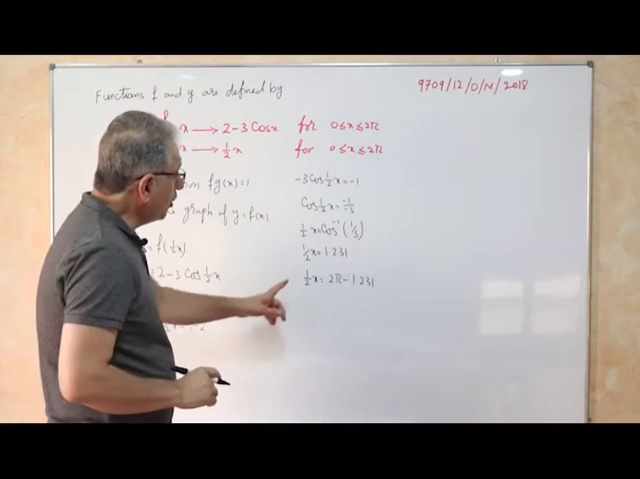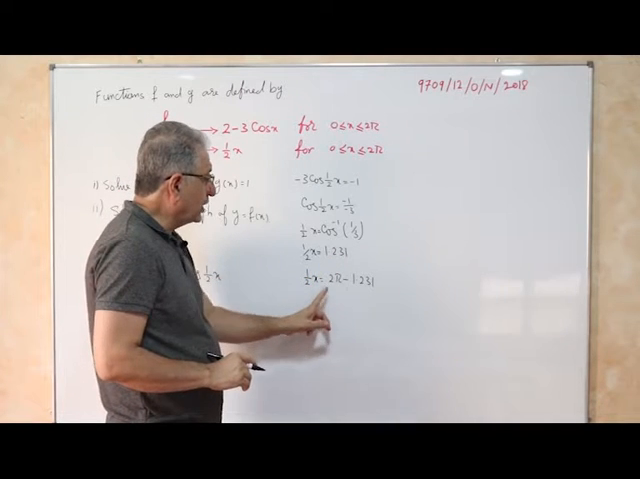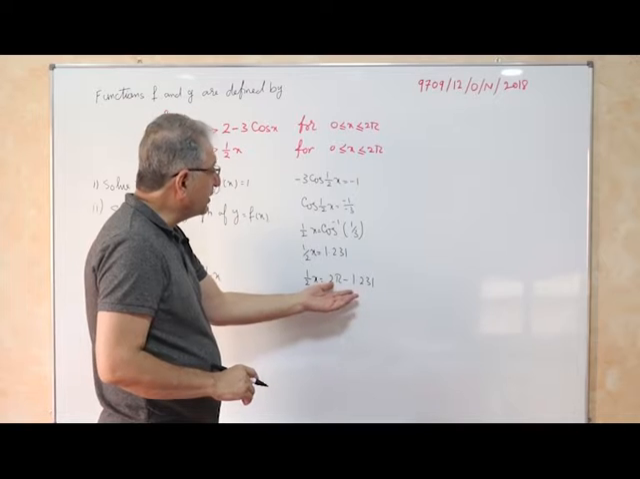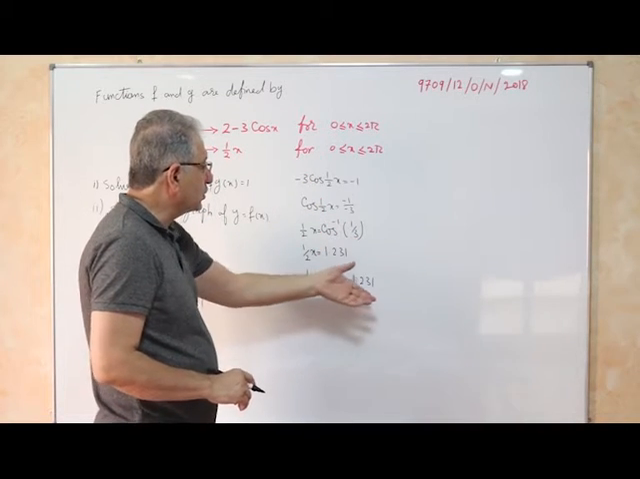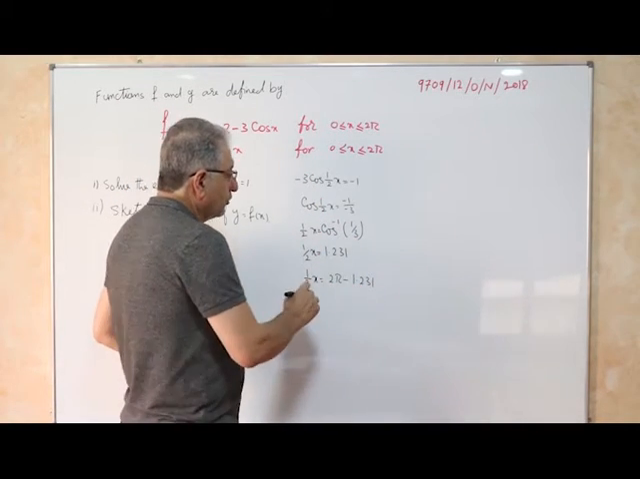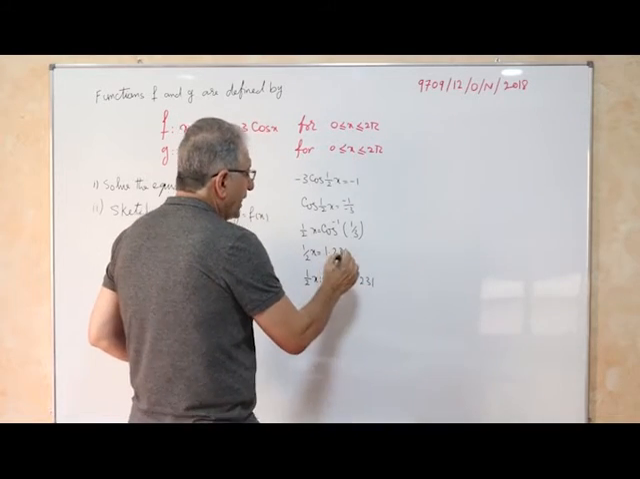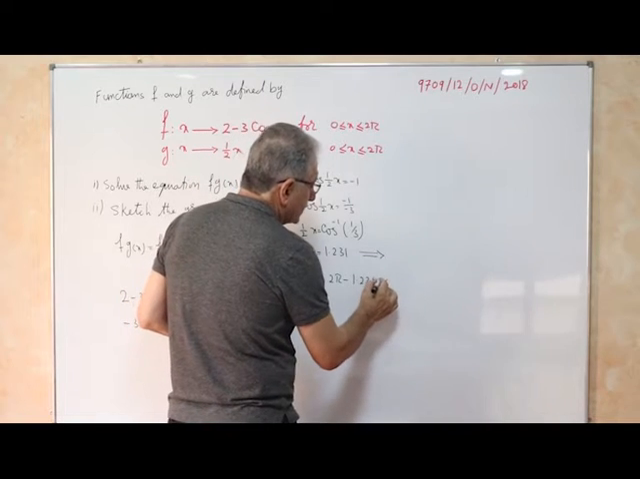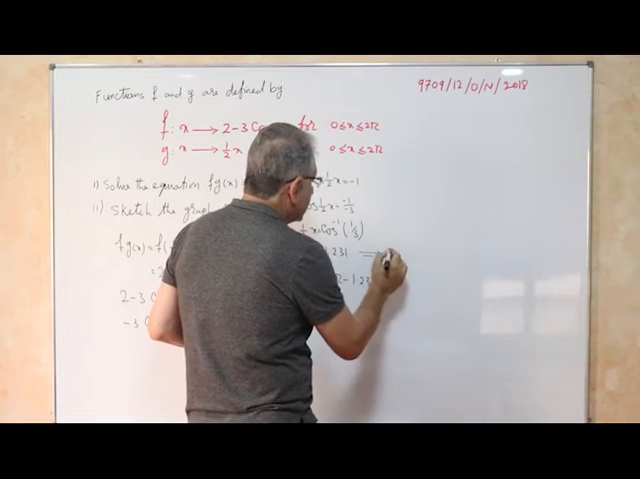Now, to get the value of x, I have to multiply this by 2 and this also by 2. But this will be 4 pi minus something, which will be actually more than 2 pi. So this is not valid. Therefore, we don't want this answer. This is the only answer we are going to have.